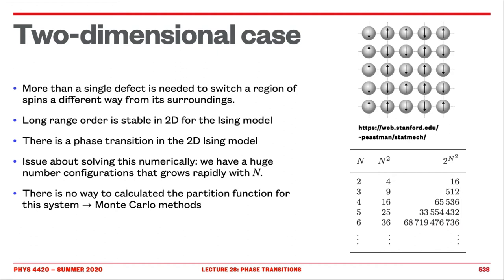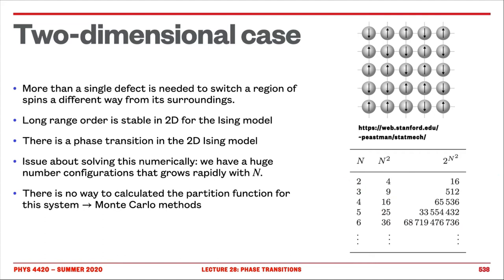So now the issue in two dimensions, though, is that because each site has two possibilities, if we have an n by n grid like this, n square sites, the number of possibilities goes as 2 to the power n square. 2 times 2 times 2 times 2, n square times. So what we find is that even for a fairly small system, let's say 5 by 5, n square is 25 sites, but the number of configurations I can do is already 33 million. And of course, that number increases very quickly with the number of sites.